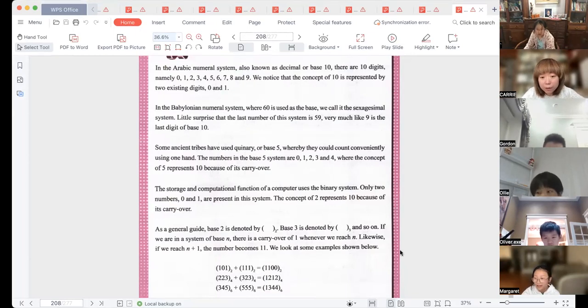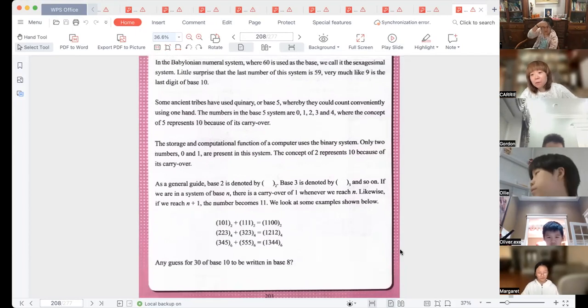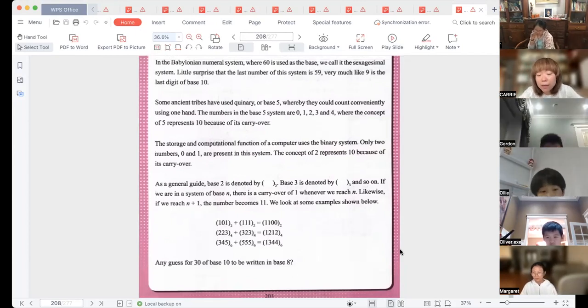Wait, I can't scroll down. Yeah, no problem. I can scroll down. That's it. Okay. So everybody, first of all, we need to know how to describe them, right? So let's take a look at this one, okay?